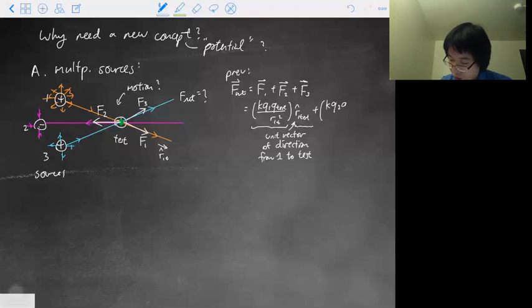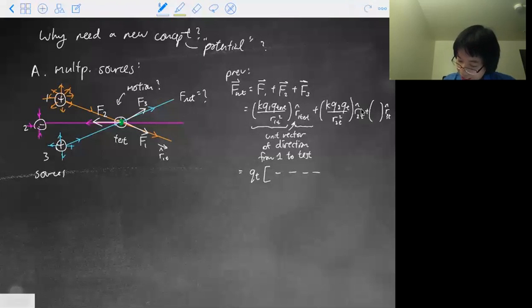So kQ2 Q test over R2 test squared and R2 test direction, and then the magnitude, and then 3 test direction like that, etc. But now you see that each term has a Q test over here. So in principle, you can factor out this and just have everything in terms of Q1 over R1 test squared, R1 test hat plus all the other ones, right? And now you see everything in the square bracket is just due to the sources like Q1, Q2, Q3. It's nothing to do with the test. So this immediately tells us there's a more efficient way to do it. So it's with electric fields.